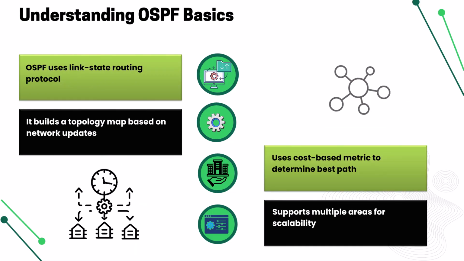OSPF is like the brain of your network. It constantly updates, learns, and finds the best paths for data. Unlike distance vector protocols, it sees the bigger picture, like a detective solving a case. The cost-based metric ensures efficiency, and multiple areas allow scalability. Think of it as breaking your network into manageable chunks instead of one giant puzzle.